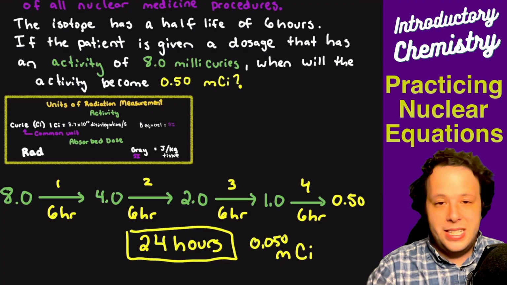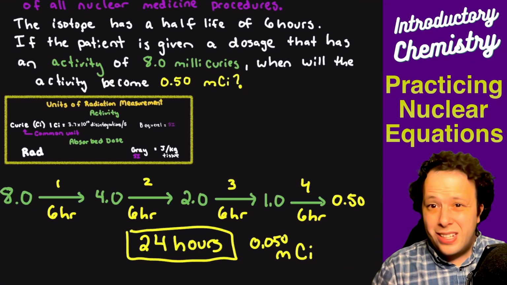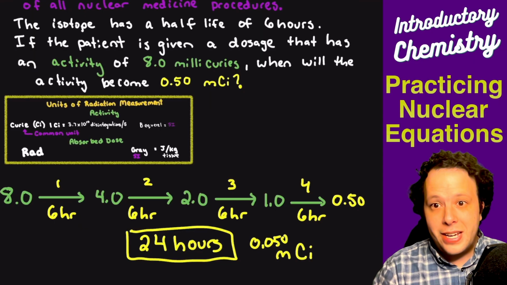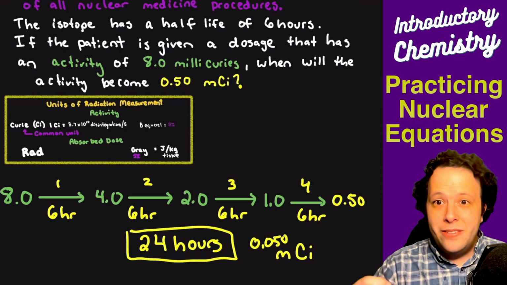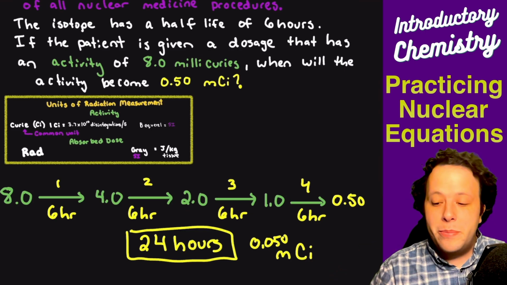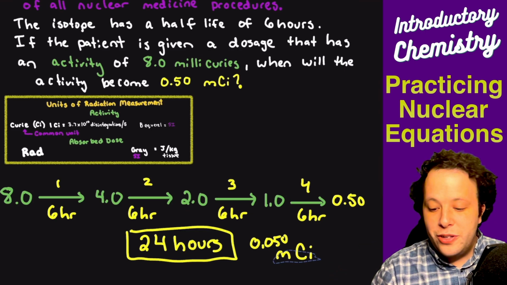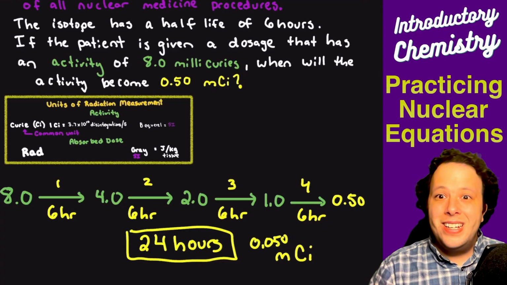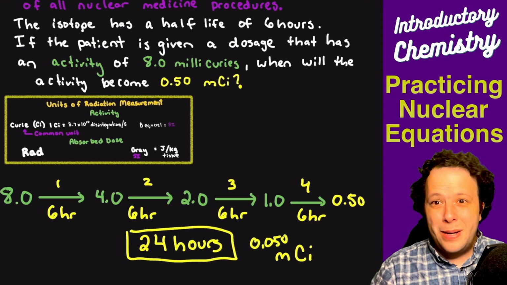If you ever see a Curie, you can treat it like a gram when it comes to a half-life calculation. It's going to still be divided by half the whole time. Now it does have a different meaning to it, but you can treat it the same when you're doing these calculations. All right, now let's go on to a different type of problem altogether.